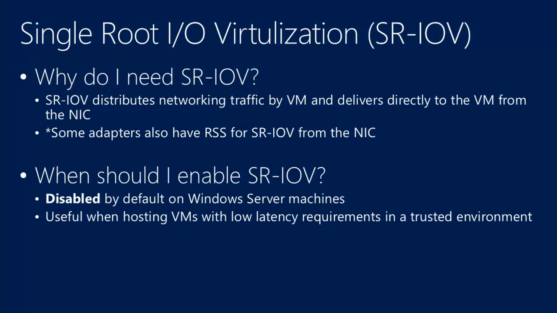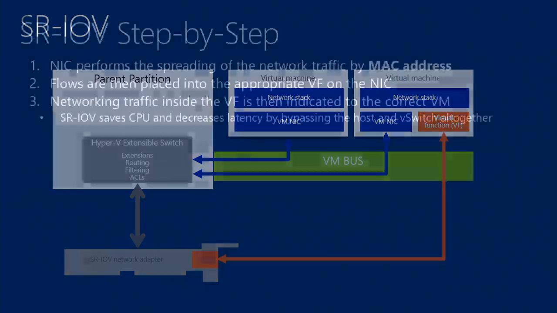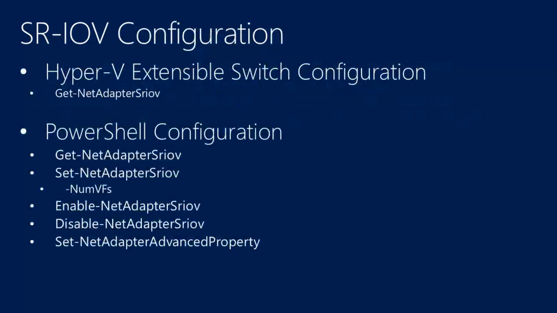So I want to jump back here. It is disabled by default. Your BIOS has to be capable of handling SRIOV, and your NIC also has to be capable. And it's useful when you're hosting many VMs in a trusted environment. I don't want to spend too much time on SRIOV.